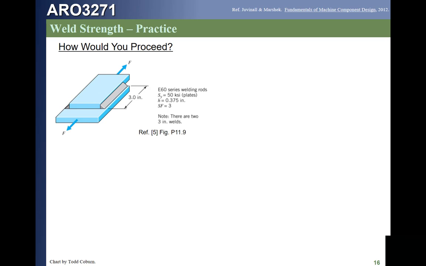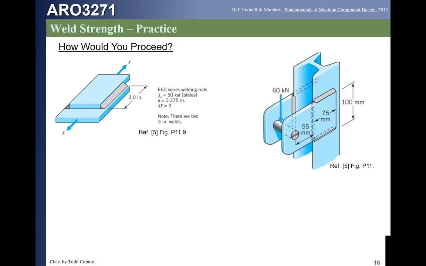Let's say we have a problem like this. This looks like a snake bite weld, but actually it's loaded even more simply than that. Since the load goes through the center of the fastener pattern, we can just take that force, divide by 2, and divide by the area to get our stress in the weld, and that would be a shear stress.